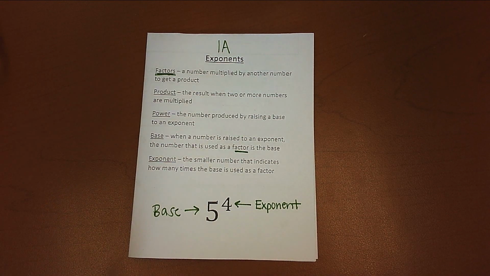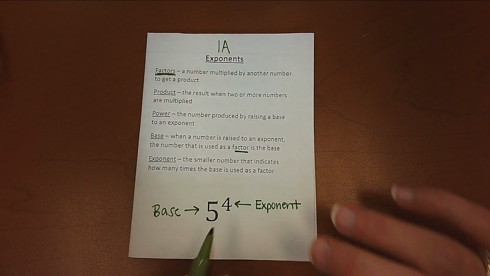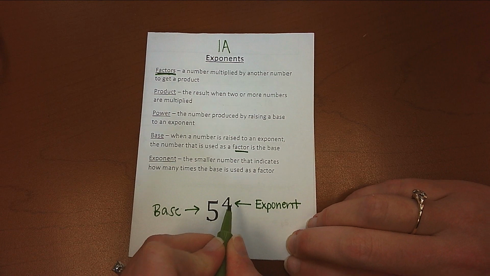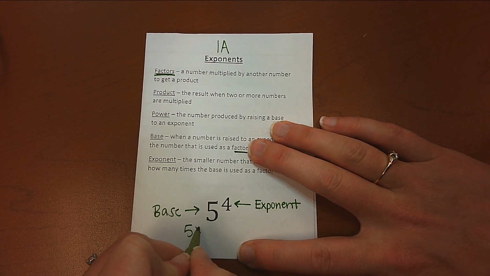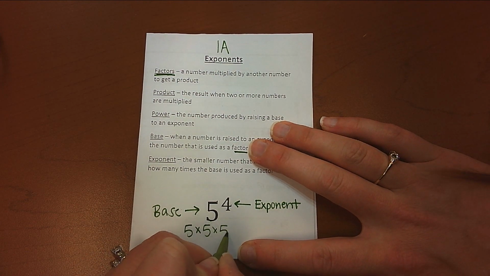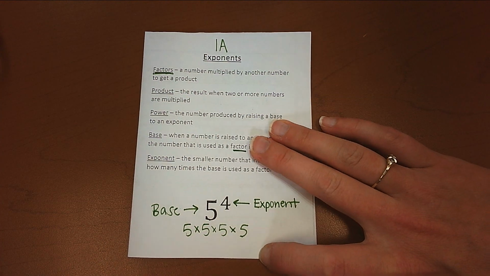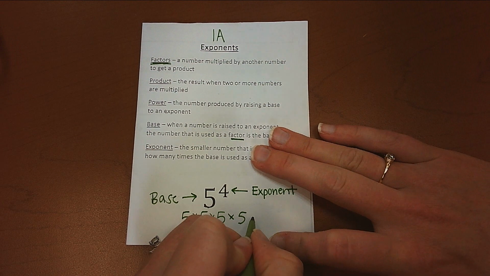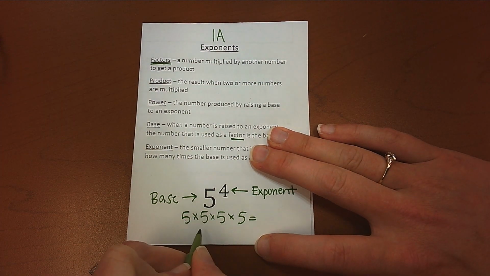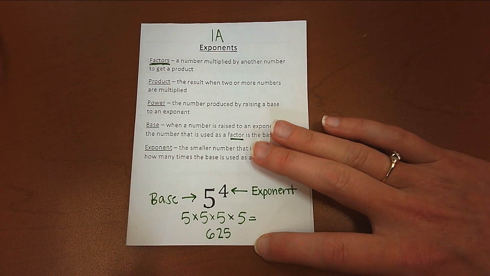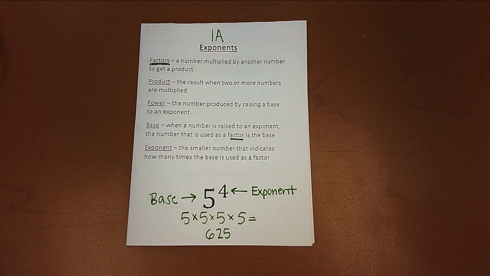In this case, what we're saying is, with exponents, that we're going to multiply 5 by itself 4 times. So we're going to do 5 times 5 times 5 times 5. We're going to multiply 5 by itself 4 times. And to save us some time, I've already got this calculated. 5 times 5 times 5 times 5 is 625. So our power, or our answer, is then 625.